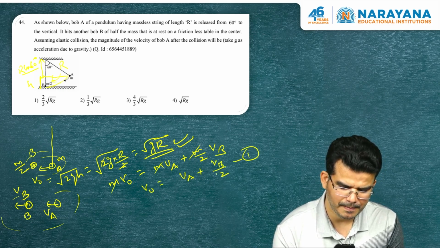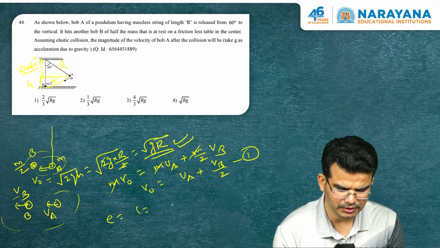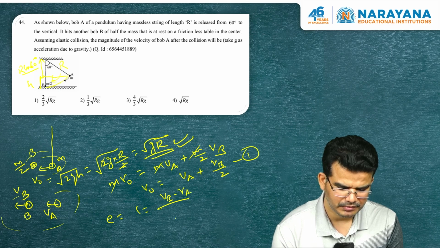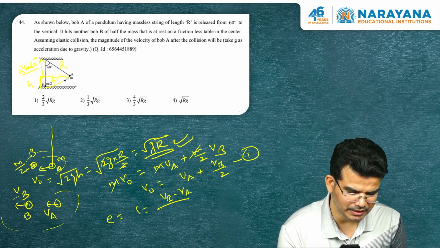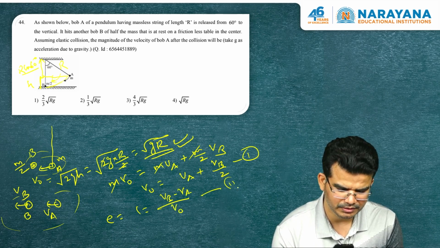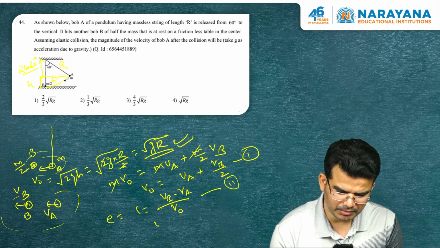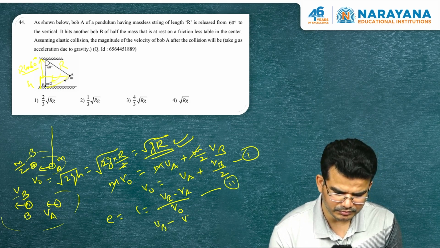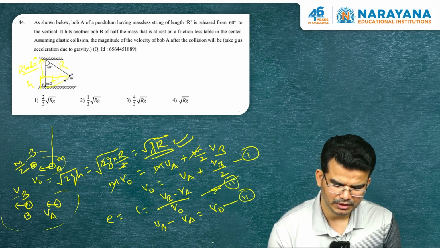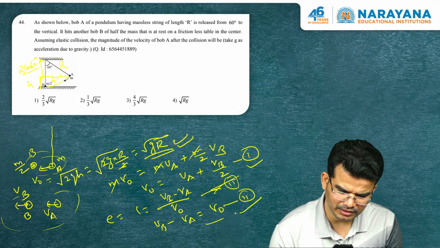Collision is elastic, so I can say coefficient of restitution 1 equal to velocity of separation over velocity of approach. Separation is V B minus V A, and approach, it was coming with V naught, the second was at rest before collision, so V naught. This is second equation. This equation will give you V B minus V A equal to V naught. First and second you have to solve. Very simple, you can solve these two equations.